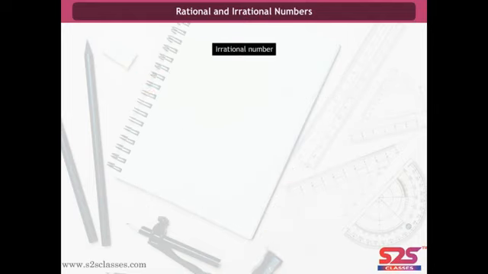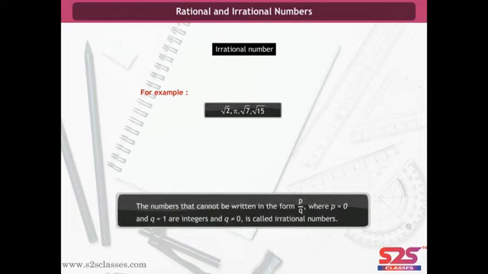Now look at the irrational numbers. For example, root 2, pi, root 7 or root 15. They are irrational numbers. That means a number which cannot be written in the form of p by q, where p and q are integers, and q is not equal to 0, is called an irrational number.